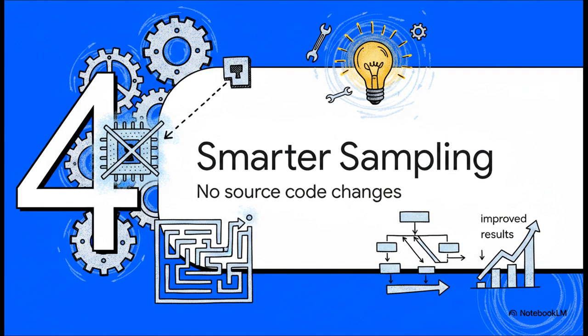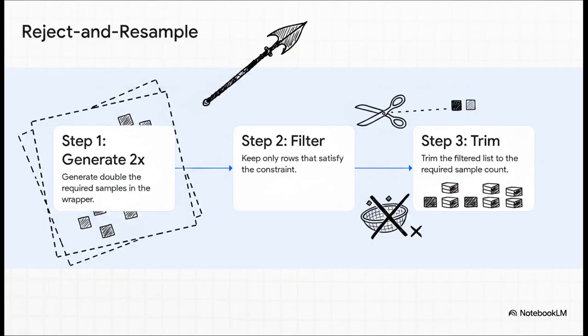All right, on to Section 4, smarter, faster sampling. Now this is where we get to be really clever, because we're going to look at fixes that don't require any changes to the source code at all. Check this out. It's a framework called Reject and Resample. It's so elegant. Step 1, you just generate double the samples you actually need. Step 2, you filter those results, keeping only the rows that perfectly match your constraint. And then, Step 3, you just trim that filtered list down to the final count you want. You get way better results, and you never even had to touch the core model.